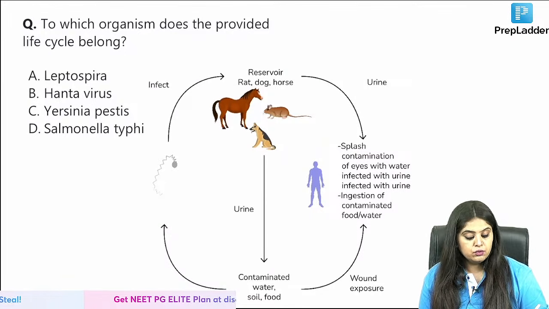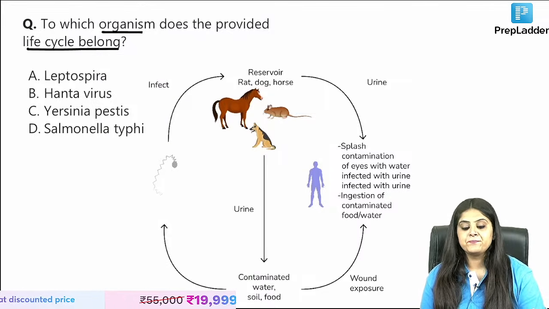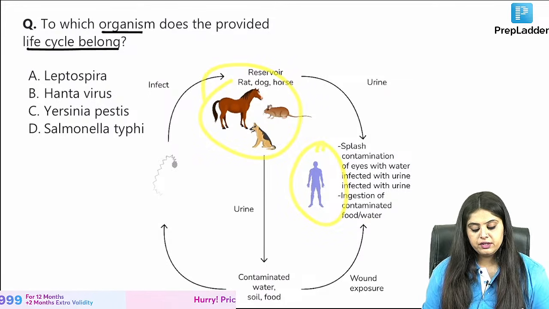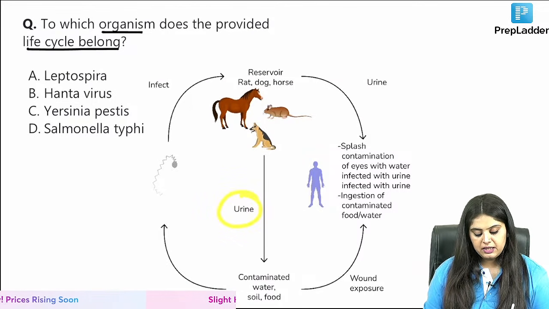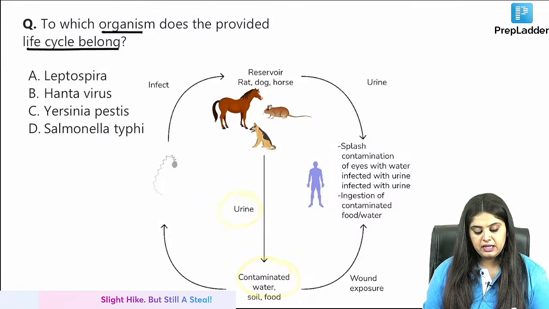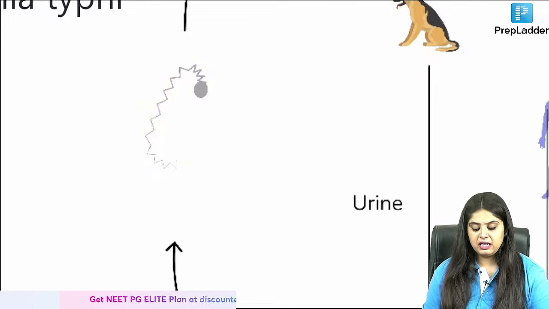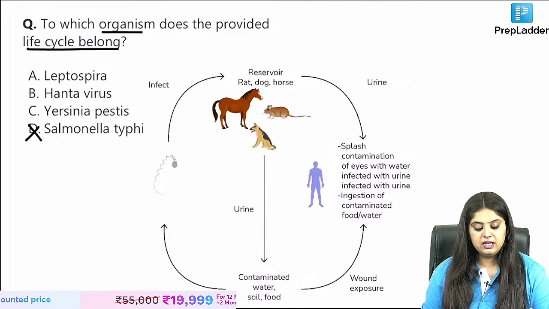Moving on, to which organism does the provided life cycle belong? क्या क्या बन रहा है यहाँ पे? एक ह्यूमन बीइंग है, so many animals over here. I can see rat, dog, horse written. Then I can see some urine happening, contamination of water happening. Then I can see a bacteria which is kind of like spiral in configuration. टाइफॉइड यूरिन से कहाँ आएगा?